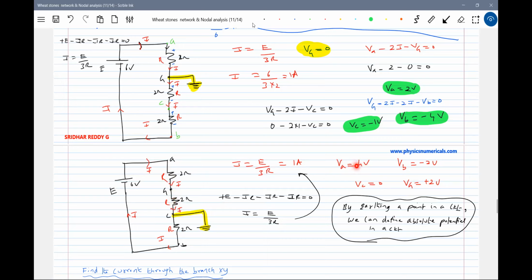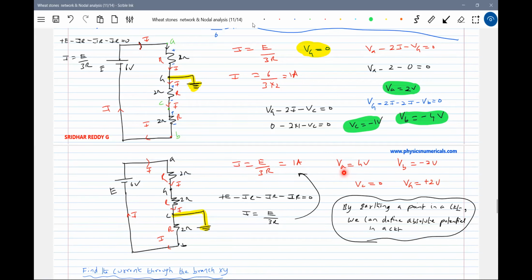What was the earlier potential? 2 volt. So by varying the earth, what happened? The current in the circuit remains the same, but the absolute potentials at various points will change. Earlier, when earth was at point G, the potential of point A was 2 volt. Now the potential of point A is 4 volt. The potential of point C will be 0, while earlier it was minus 1 volt. So by varying the earthing point in a network, the current distribution will not change, but the absolute potentials will change.